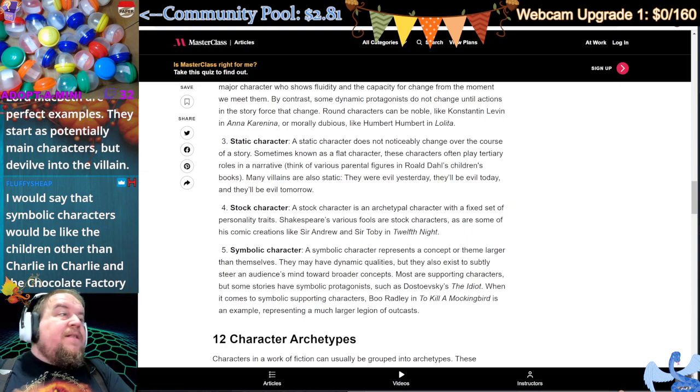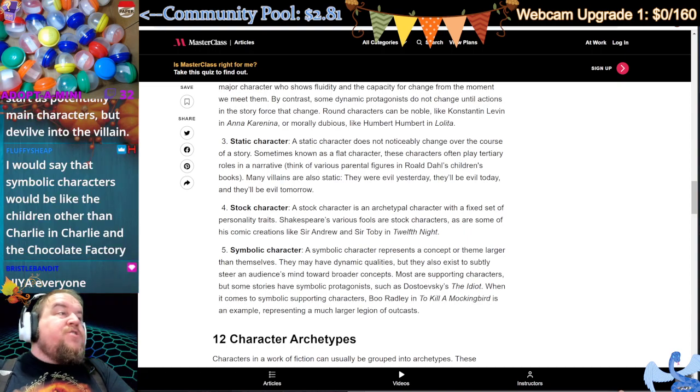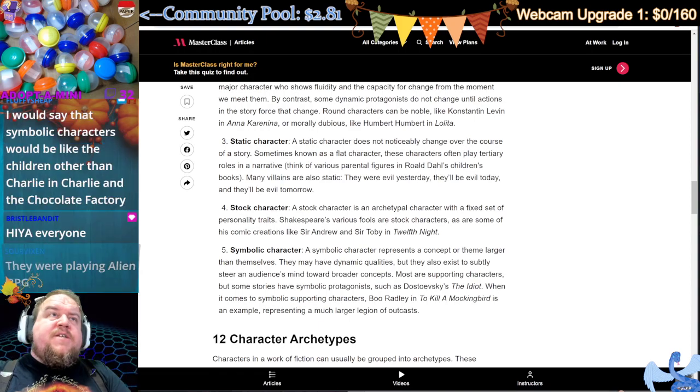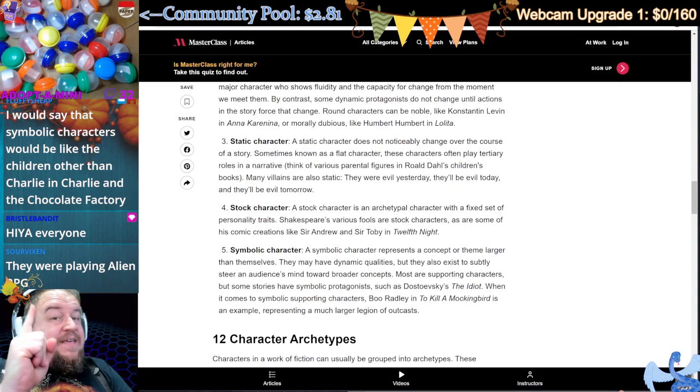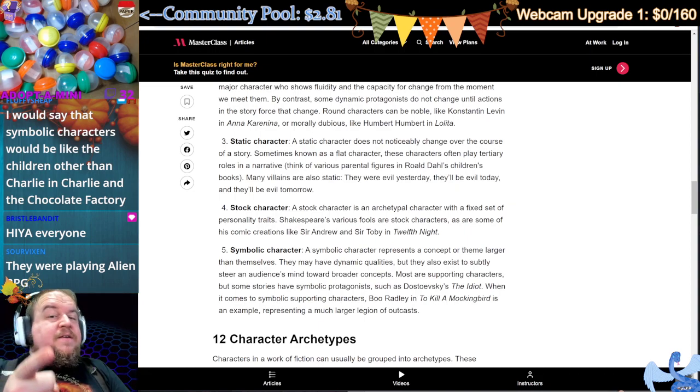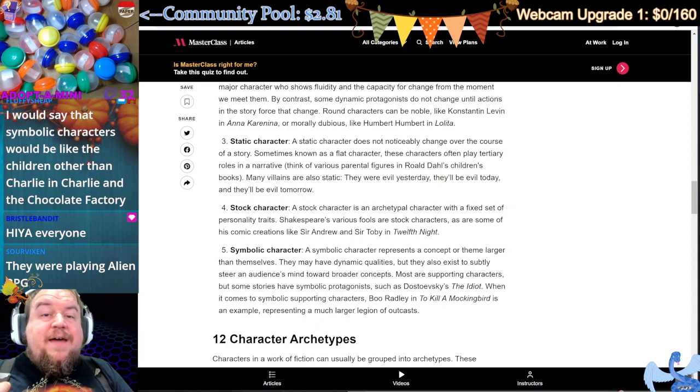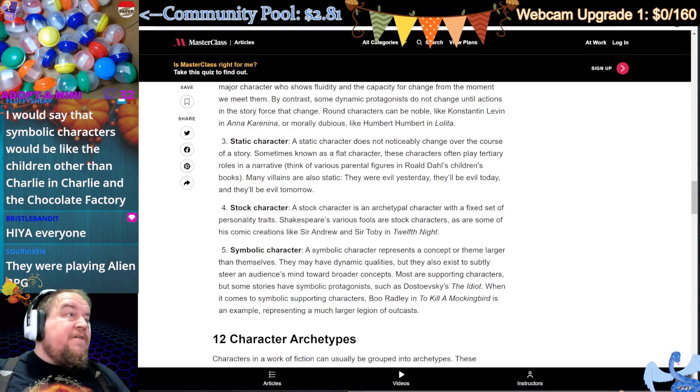I would say that symbolic characters would be like the children other than Charlie and Charlie. Yeah, where they each demonstrated a particular moral or character flaw. You know, oh, this is what a bad kid does. And it's a particular type of bad, right? Illustrating one of the sins, etc.